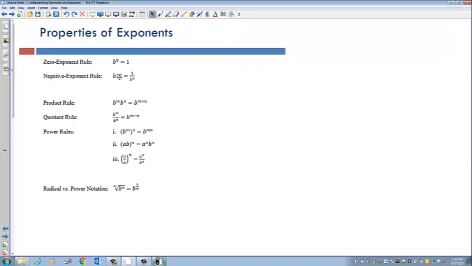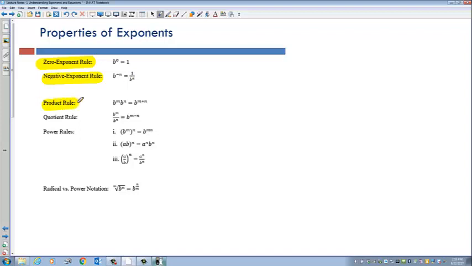And then the next thing we want to talk a little bit about is the properties of exponents. So here are the properties of exponents, and you should have this handout. I gave it to you guys in class. There are several different properties. You have a 0 exponent rule, which is basically the idea that if you take anything to the 0 power, you get 1. You have a negative exponent rule, which says if you have something to a negative power, it means 1 over that thing.